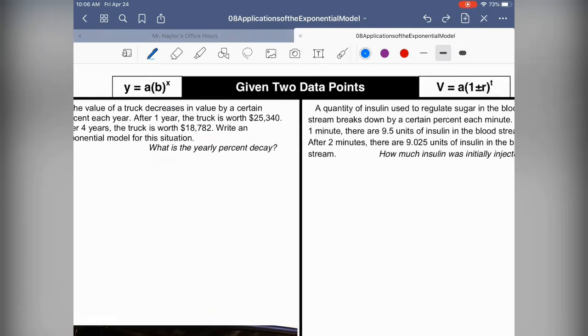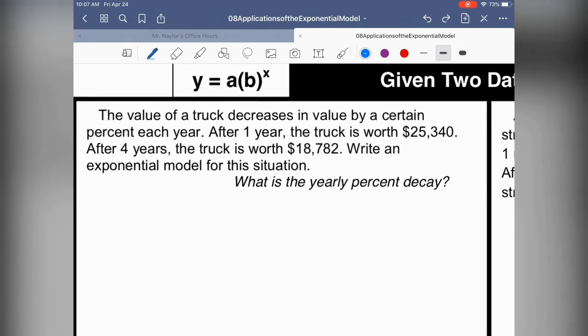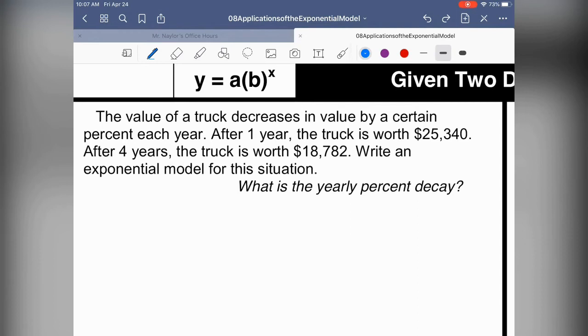All right, so what do we have here? We have a truck that is decreasing by a certain percent. Now notice that we don't know what that percent is, okay? But we do know that after 1 year, the truck is worth $25,000. And after 4 years, the truck is worth $18,000. So what we want to do is try to write an exponential model and figure out what the percent is.